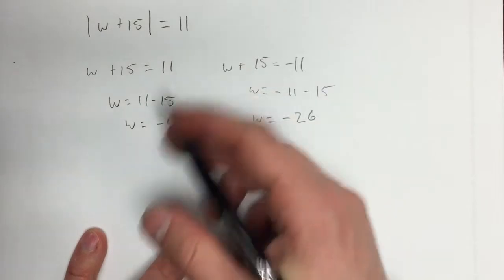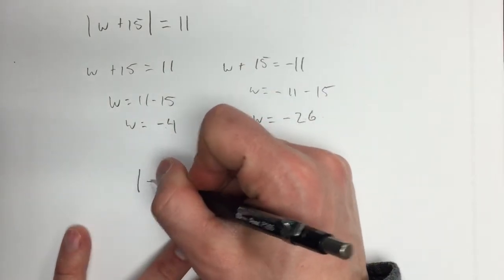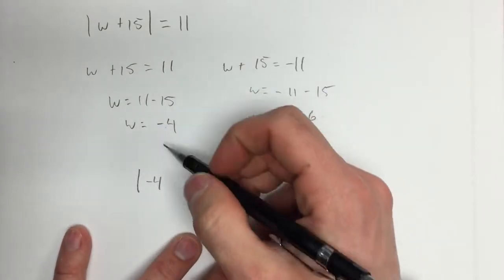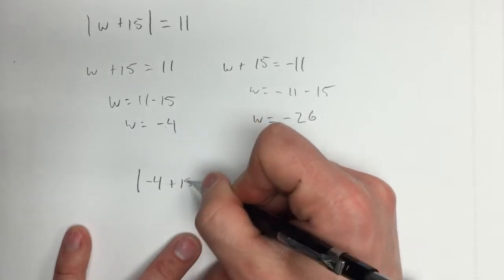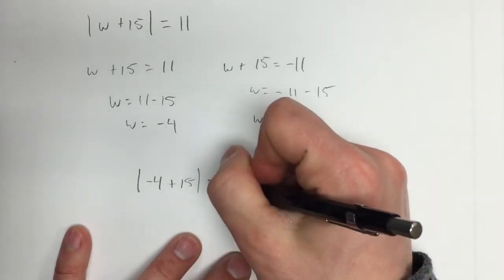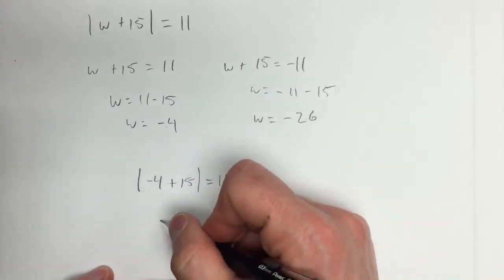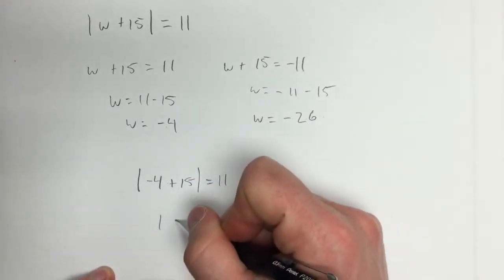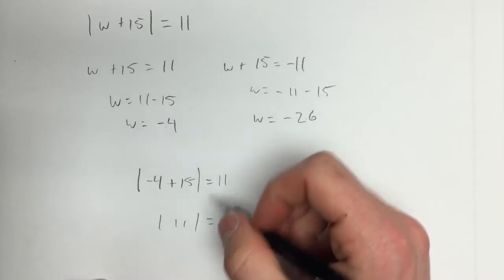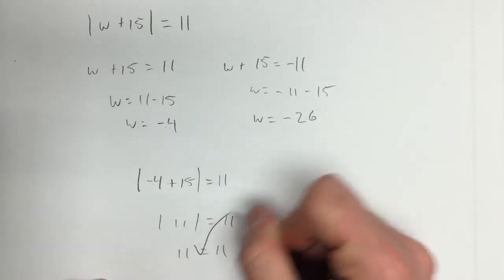So let's check it out. Let's say the absolute value of negative 4, I'll substitute that in for the w first, plus 15 equals 11. Negative 4 plus 15 is 11, equals 11. So 11 equals 11. That checks out.